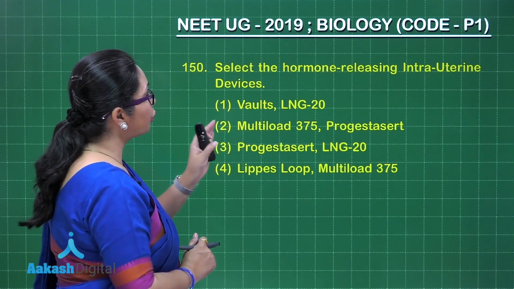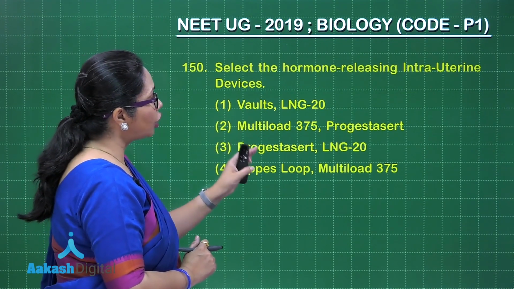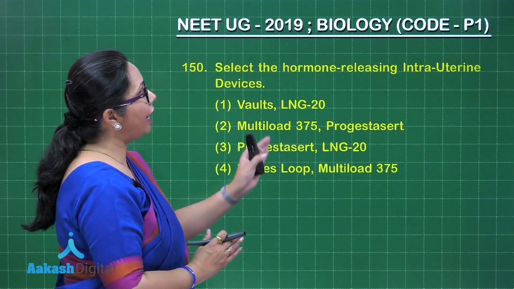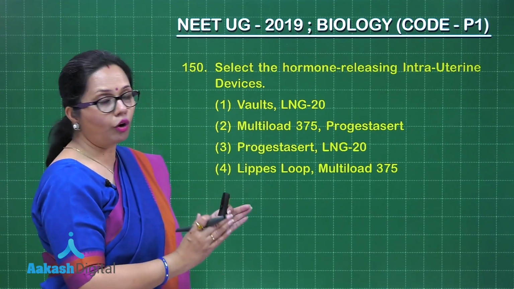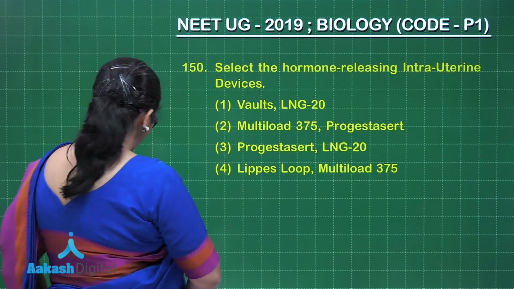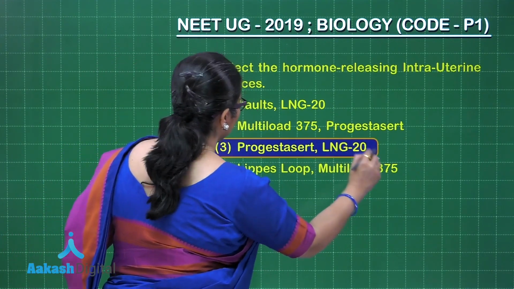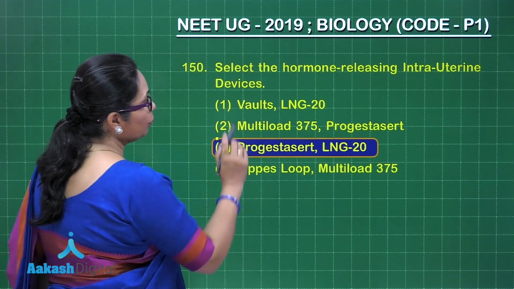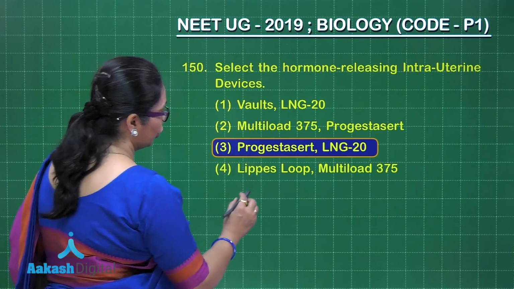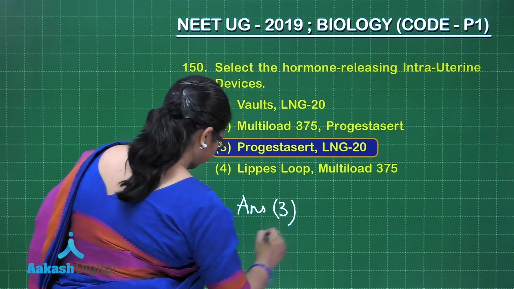In the third choice, Progestasert and LNG20. Now this is the correct one because Progestasert releases a synthetic form of progesterone, and LNG also releases a similar hormone called levonorgestrel. So these two are in the category of hormone releasing IUDs, and this would be our correct choice. Lippes loop is a non-medicated IUD, and it is certainly not hormonal. So here the correct answer is option 3.